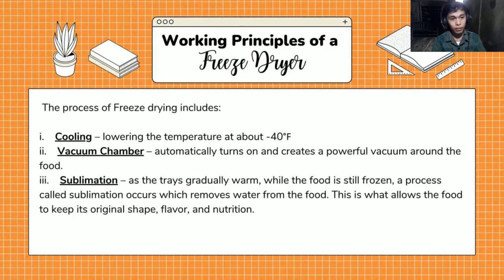So we're done with the video. Let us proceed to the thorough discussion of freeze-drying working principles. As we read, the process of freeze-drying includes, number 1, cooling, which is defined as lowering the temperature to about minus 40 degrees Fahrenheit. You might be asking, why is it cooled to negative 40 degrees Fahrenheit?